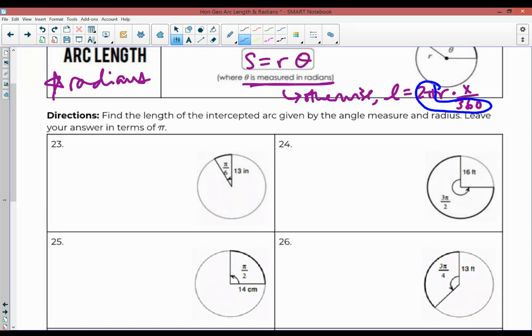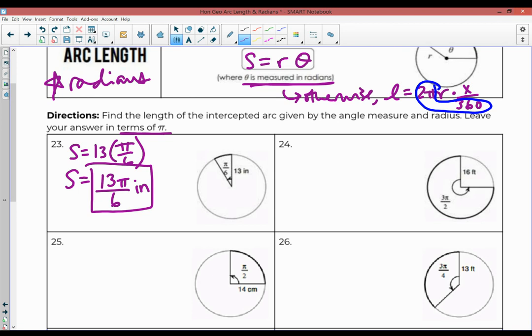So S is the arc length I'm looking for. That equals the radius times, we want to keep it in terms of pi, times pi over 6. So this doesn't reduce at all, so I would just keep that as 13 pi over 6. Can't reduce that. Inches. Boom. Done. A little bit easier when that's given in radians, right? So that's S that we're looking for right there.